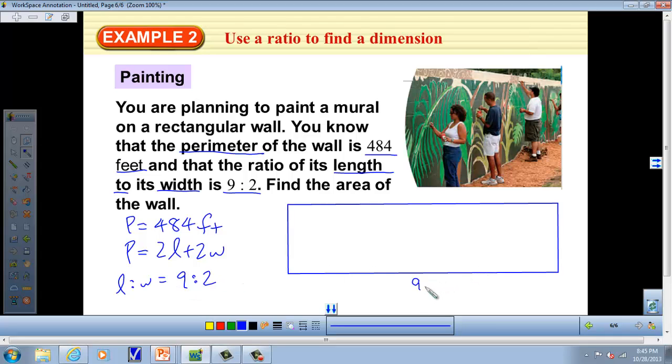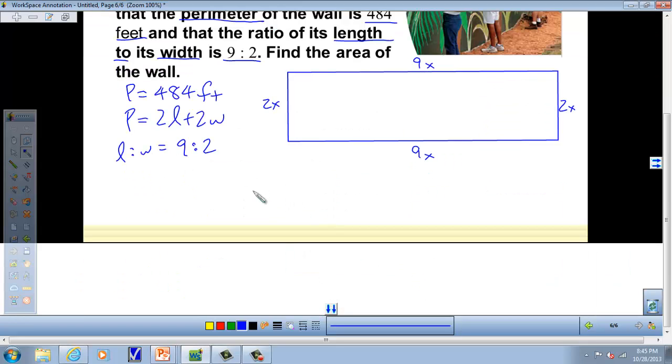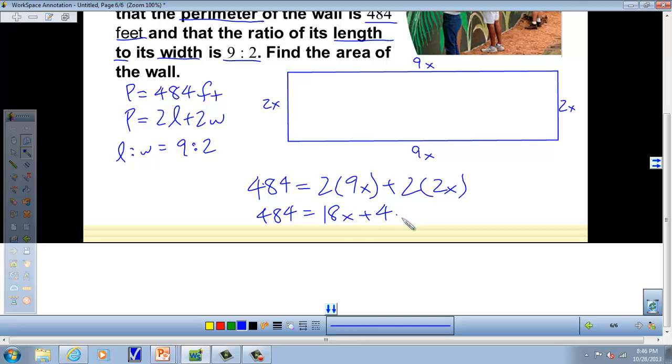So the best way to represent a multiple of 9 is 9x, and 2x would represent a multiple of 2. This would also be 9x, and this would be 2x. That's where we get our perimeter formula, 2 times 9x and 2 times 2x. So perimeter is equal to 2 times 9x plus 2 times 2x. Our perimeter is equal to 484, so I'm just going to put that in. So we get 484 is equal to 18x plus 4x, or 22x is equal to 484.